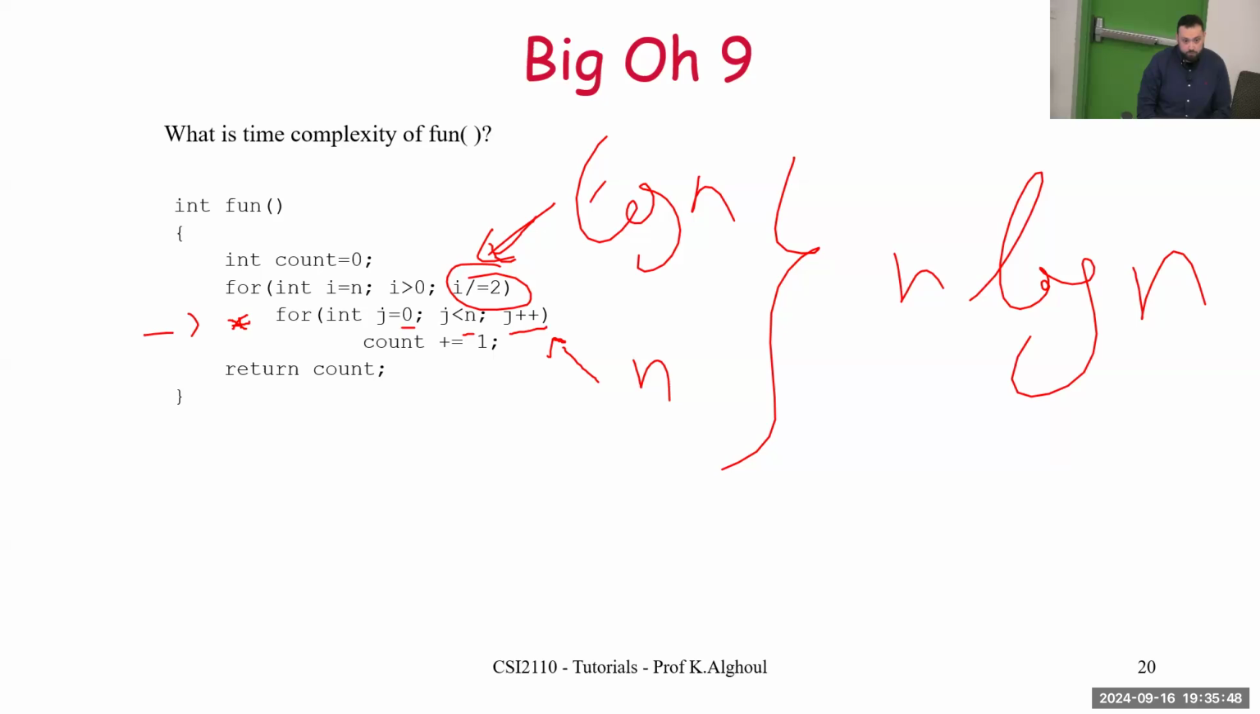The second loop is also going to run for log n? No, it doesn't have to be. Because they are nested loops, technically, they are two separate things going inside each other. It doesn't have to.